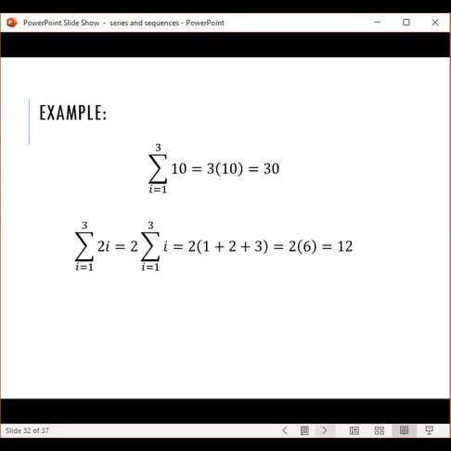Here, the summation of 2i, where i is from 1 to 3. So all the constants, we can take out. So that would be 2 times the summation of i from 1 to 3. So as you can see, it's just i, it's not x sub i. So substitute i from 1 to 3. So 1, 2, and 3. So 1 plus 2 plus 3. So 1 plus 2 is 3. Plus 3, you get 6. So we have here 2 times 6, you get 12.